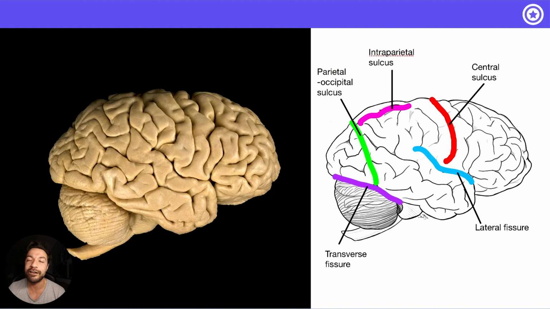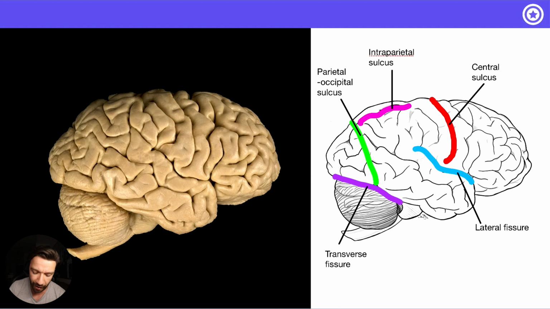So first we're going to start off by identifying my favorite sulcus, which is the central sulcus, which is going to be this one right here, and you can see it on this image right here. The central sulcus is going to split up the frontal lobe and the parietal lobe, and you can see surrounding the central sulcus we're going to have this long gyri. This is the precentral gyrus, and we're also going to have this long gyrus, which is the postcentral gyrus.